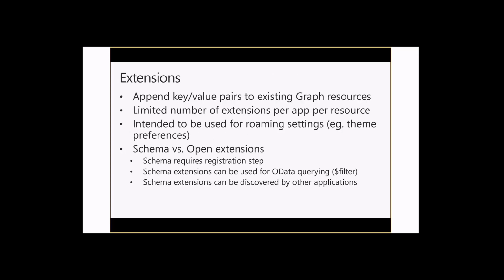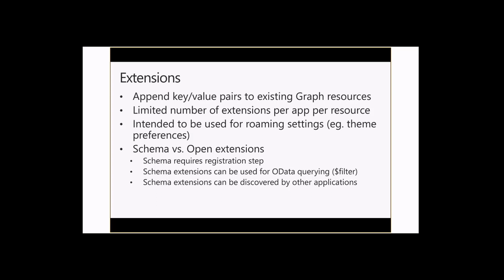The second mechanism is extensions. Graph extensions let you add key-value pairs to existing resources. These are really intended for roaming settings like theme preferences, so we don't recommend storing a lot of data here. There are restrictions on how much an app can store. The important thing is that there are two different kinds of extensions you should be considerate of. There are schema extensions, which require a registration of the shape of the extension, and then there are open extensions, which are just appending to an extensions property bag.